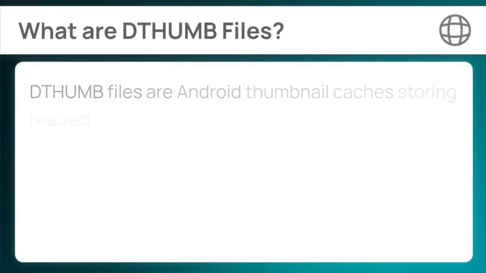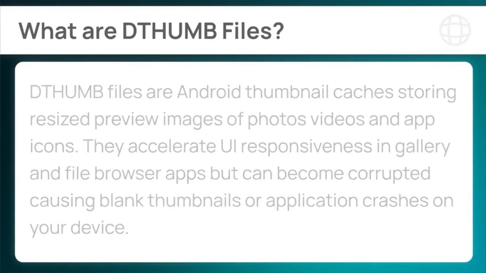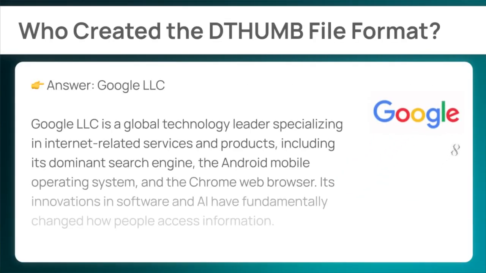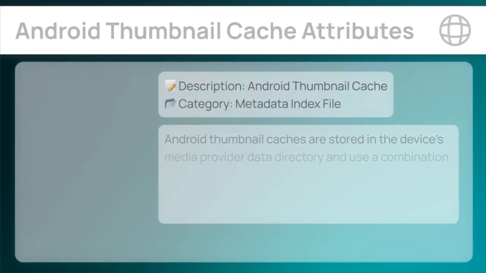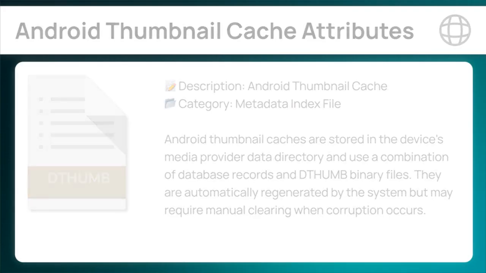DTHUMB files are Android thumbnail caches storing resized preview images of photos, videos, and app icons. They accelerate UI responsiveness in gallery and file browser apps, but can become corrupted, causing blank thumbnails or application crashes on your device. Android thumbnail caches are stored in the device's media provider data directory and use a combination of database records and DTHUMB binary files. They are automatically regenerated by the system, but may require manual clearing when corruption occurs.